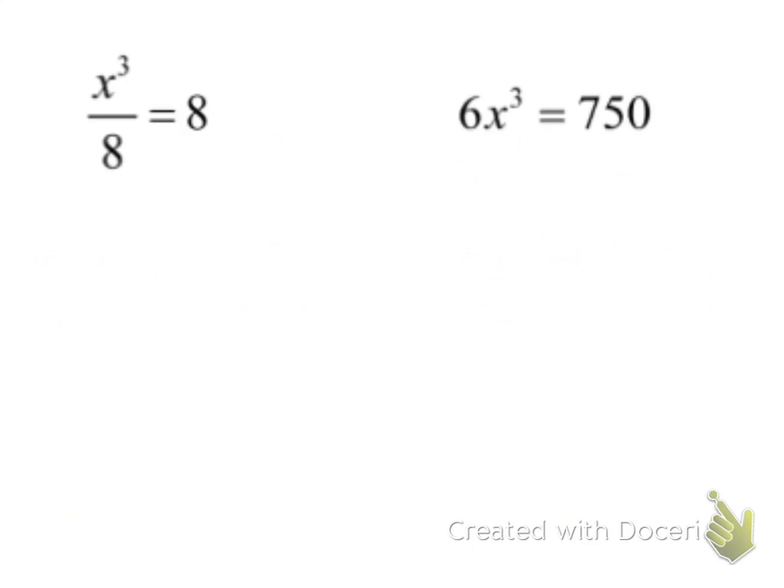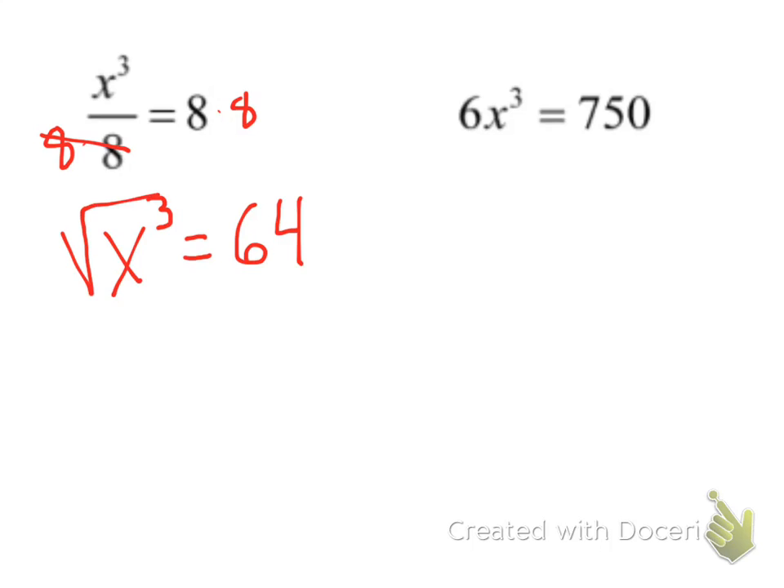Alright, let's move on to cubes. So if I want to solve this, first I need to multiply both sides by 8. Multiply by 8, cancels that out. I'm left with x cubed is equal to 64. To undo a cube, you have to take the cube root of both sides.